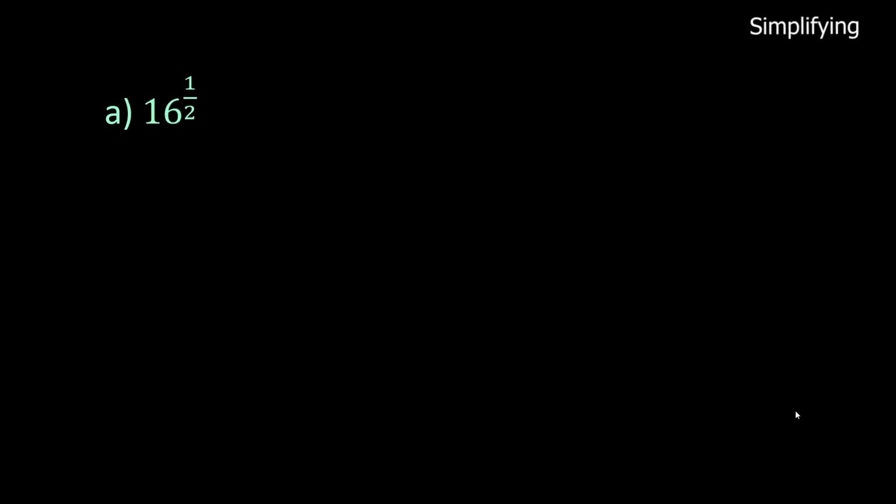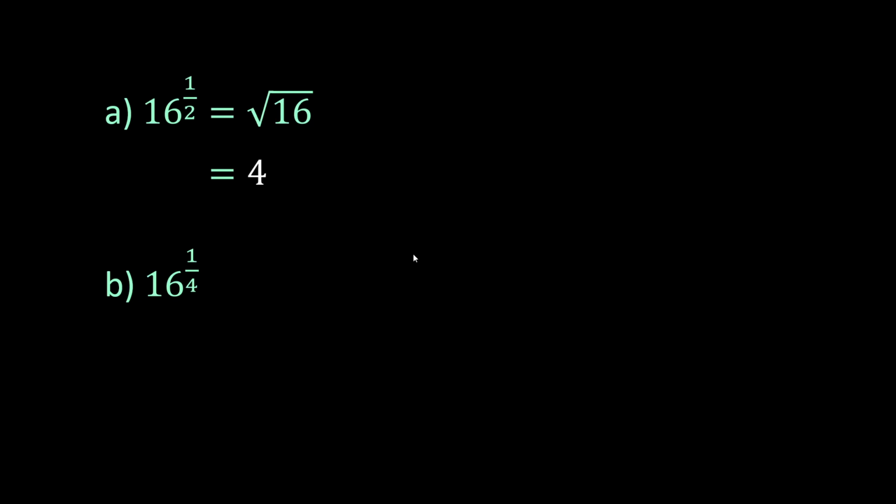Let's go the other way now. We're going to go from fractional indices and we're going to put them into surd form. 16 to the half equals the square root of 16, as we've spoken about before, and square root of 16 is 4. That was easy. Part B, 16 to the quarter. So remember, looking at this n here, n is 4, which means that's going to be the fourth root of 16. So the fourth root of 16 is actually 2, because 2 to the power of 4 equals 16.